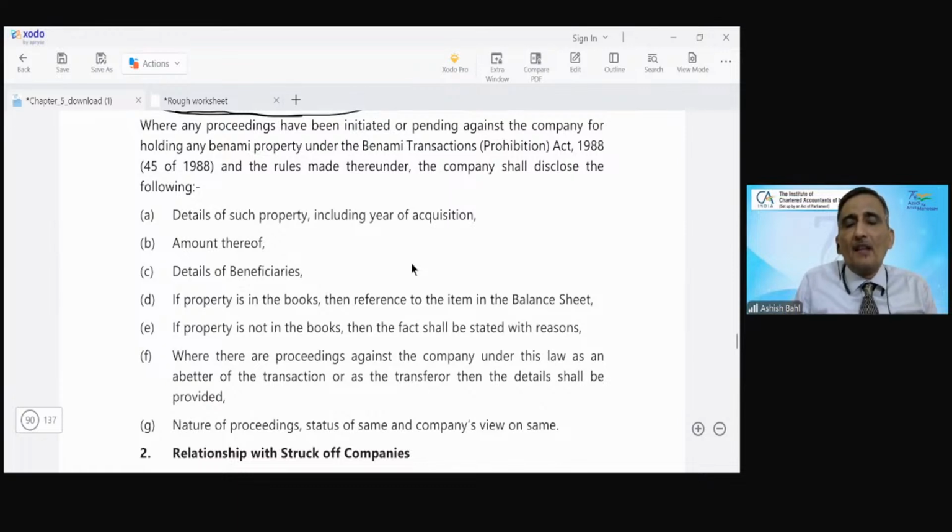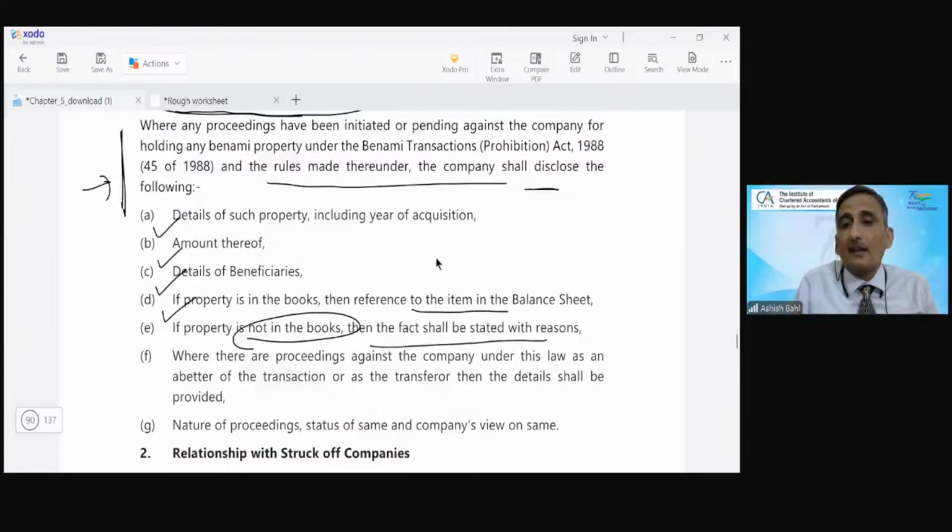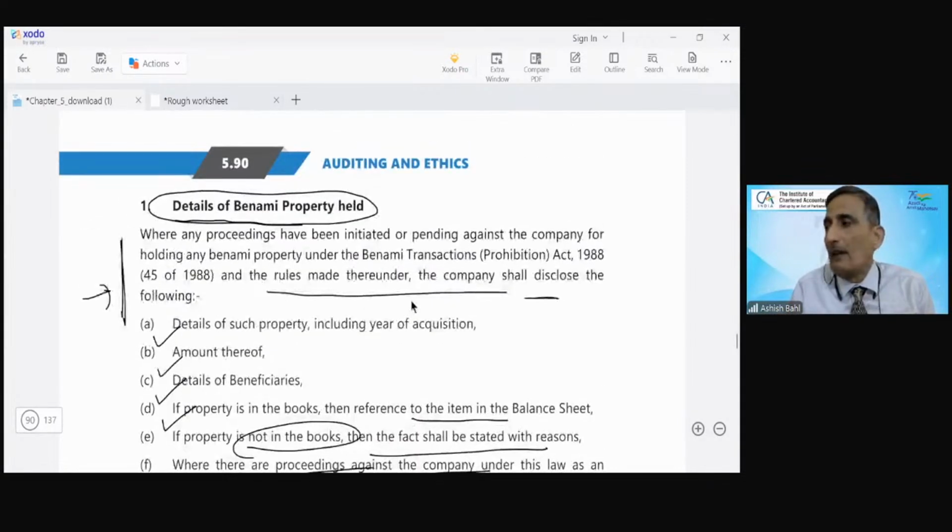So if there are some proceedings under Benami Transactions Prohibition Act initiated by the statutory authorities, then company shall disclose the following: details of such property, amount, detail of beneficiary. If property is in the books, then where it is stated. If property is not in the books, then the facts shall be stated with reasons. Whether there are proceedings against the company under this law as an abettor or as a transferor. Abettor means one who has promoted, and nature of proceeding and status. So these disclosure requirements you have to remember.